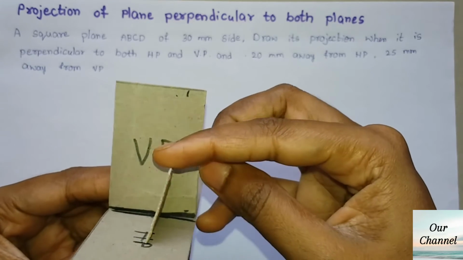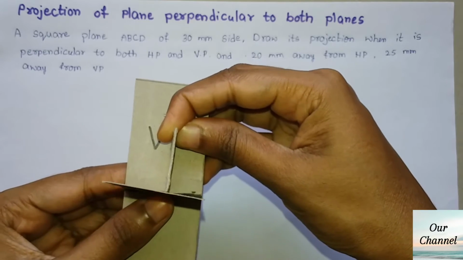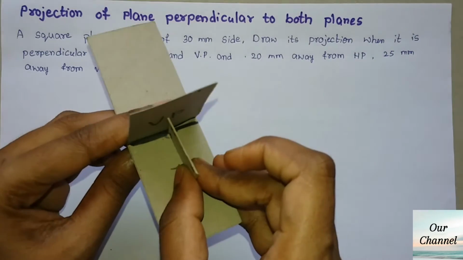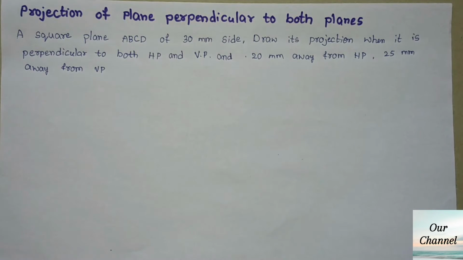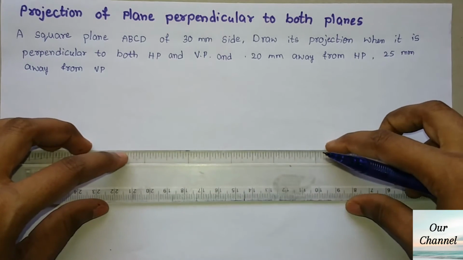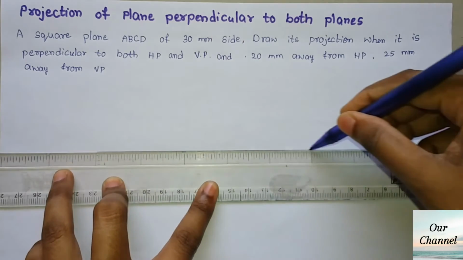This is the front view. From the front view, it looks like a line. This is the top view. From the top view also, it looks like a line. Let's draw the projection. It looks like a line perpendicular to XY in the top view and in the front view also. First, draw the reference line XY.